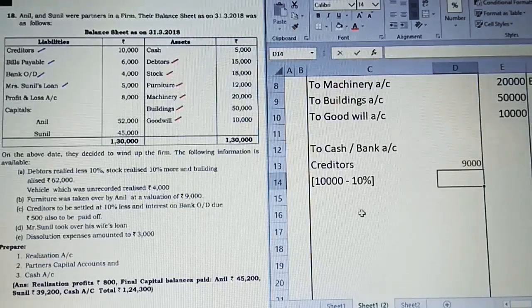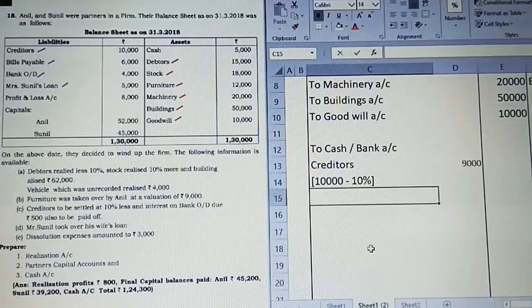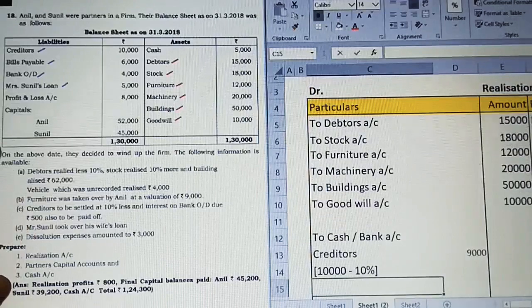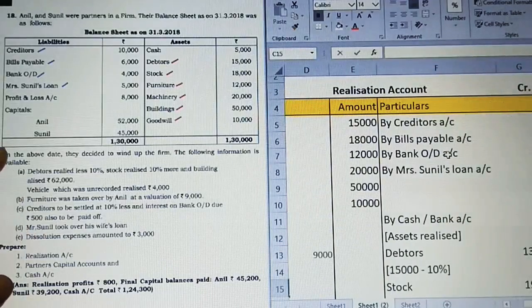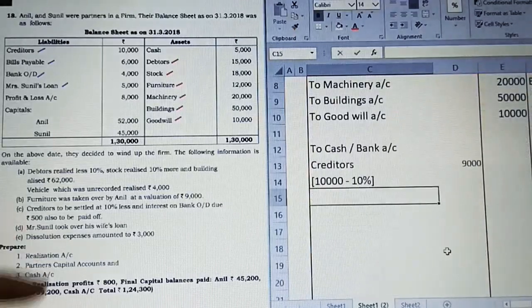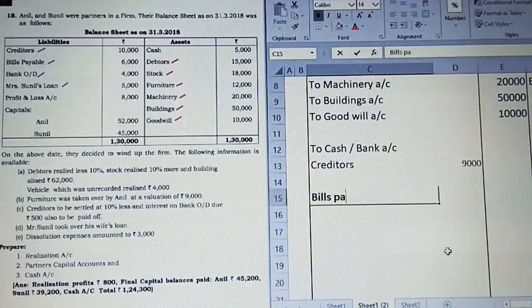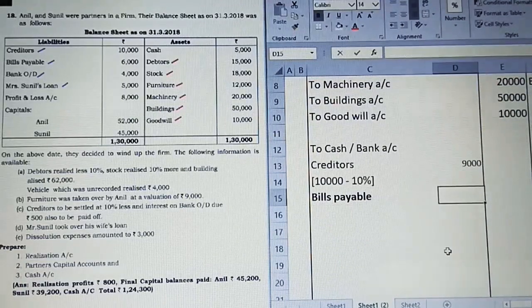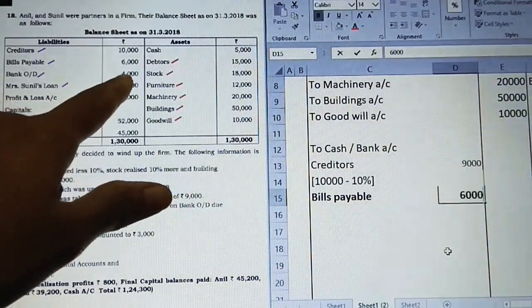Next, after creditors, interest on bank overdraft dues also been paid off. Now just observe in this adjustment only about creditors they have given, not about the other outsiders, but still we have to take them. That is bills payable, bank overdraft, Mrs. Sunil's loan. All the three we are going to take up. That is wife's loan is being taken up by Sunil. So let us skip this. So this next two, bills payable and bank overdraft, we have to consider. Bills payable. What is the value of that? Book value. At the book value only we have to take.